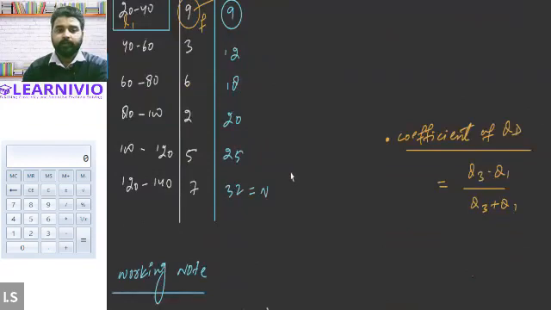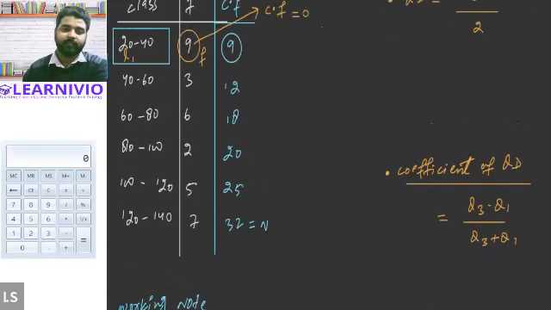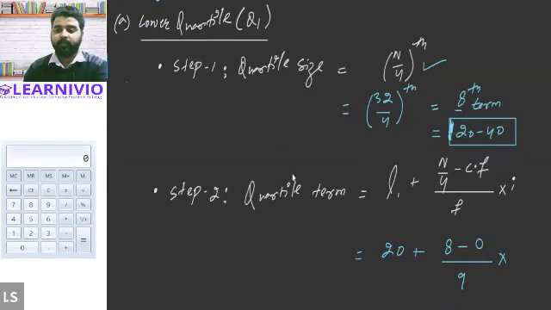Yes, sir. Okay. Now, taking these values into consideration, we will apply all these into the formula. The formula we have is L1 plus (N by 4 minus CF) upon F, into I. In place of L1, we can write 20. For N by 4, we have already calculated that it is 8, so we write 8. For cumulative frequency, we have got 0. The frequency is 9. And the interval: how much is the gap between the classes? Alexander, how much is the gap between classes? 20. Each class has a gap of 20. So 20 will be I.